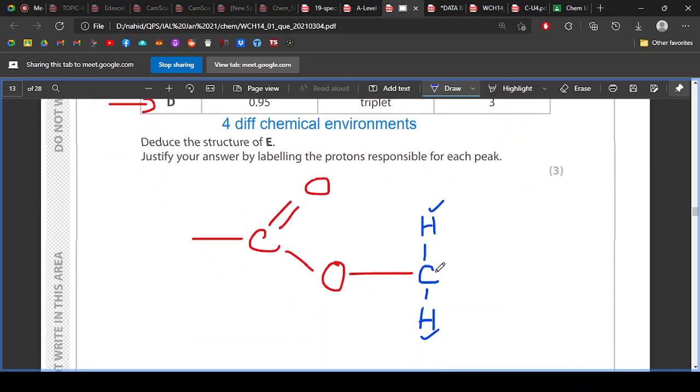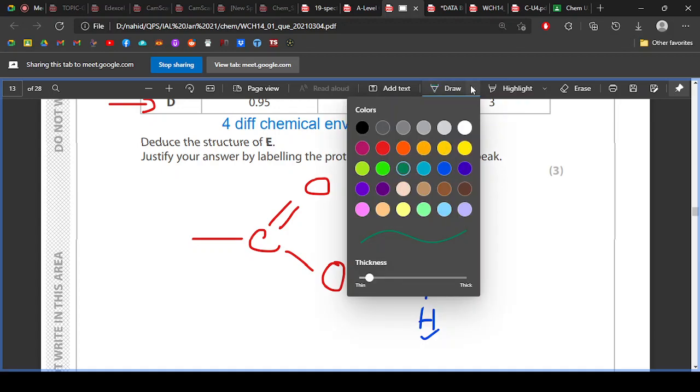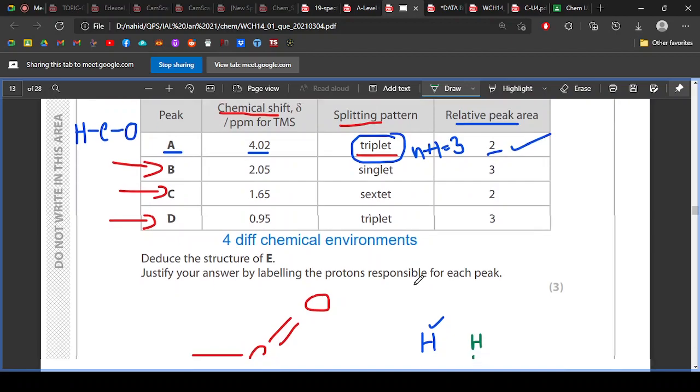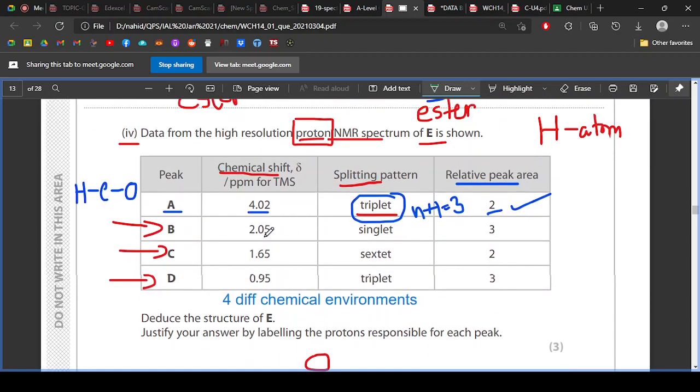That means this carbon, the carbon that we are talking about right now, possibly has a neighbor, and perhaps that neighbor has 2 hydrogen atoms. Can we agree or can we not agree? Yeah, I agree. Okay. So so far we came to that conclusion. So that was 4.02. Now let's look at 2.05.